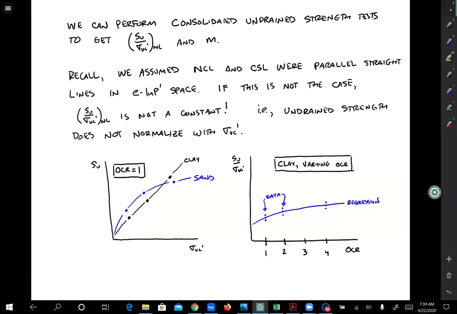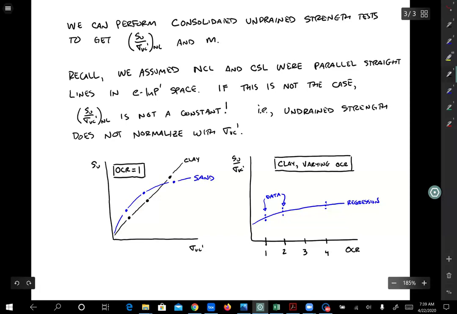Now, once we've determined that a particular soil does normalize with effective stress, what we can do now is vary the overconsolidation ratio too. And then, usually we'll do a couple of points at each OCR and then try and curve fit a regression through the data points to get the m constant and the Su over sigma'vc NC constant. Those just become constants of regression.